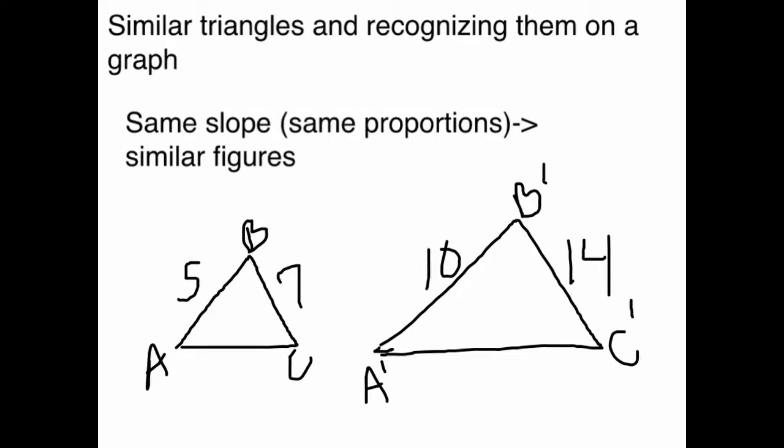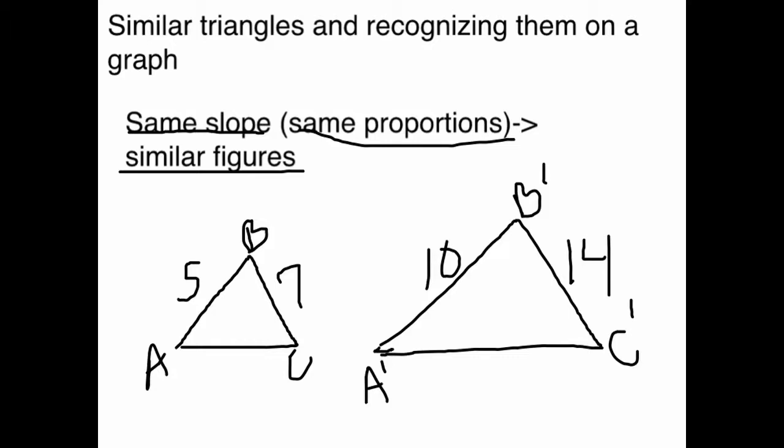Okay guys, today we're going to continue with our similar triangles and recognizing them on graphs. So, remember, just a small thing to recall: if I have the same slope, that means my proportions are the same, which means I'm going to have similar figures. So again, if I look at these triangles, A, B, C, and then A prime, B prime, C prime, these look like similar figures because their shape is the same and their size is slightly different.